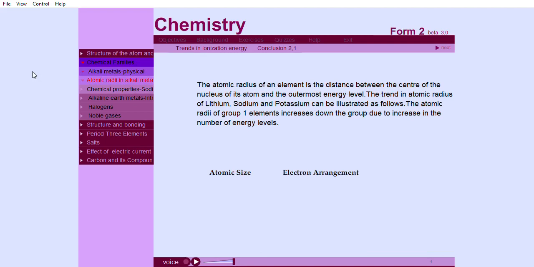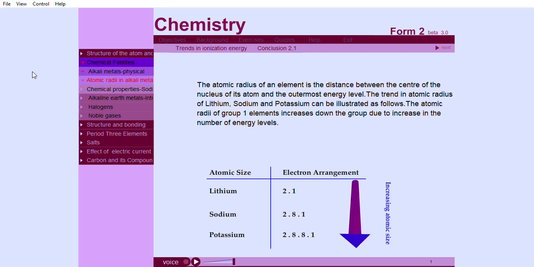The atomic radius of an element is the distance between the center of the nucleus of its atom and the outermost energy level. The trend in atomic radius of lithium, sodium, and potassium can be illustrated as follows. The atomic radii of group 1 elements increase down the group due to the increase in the number of energy levels.